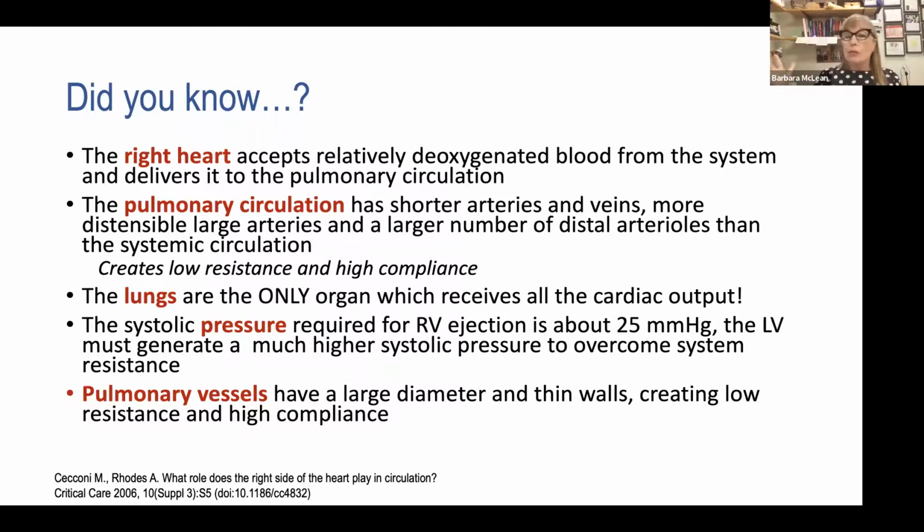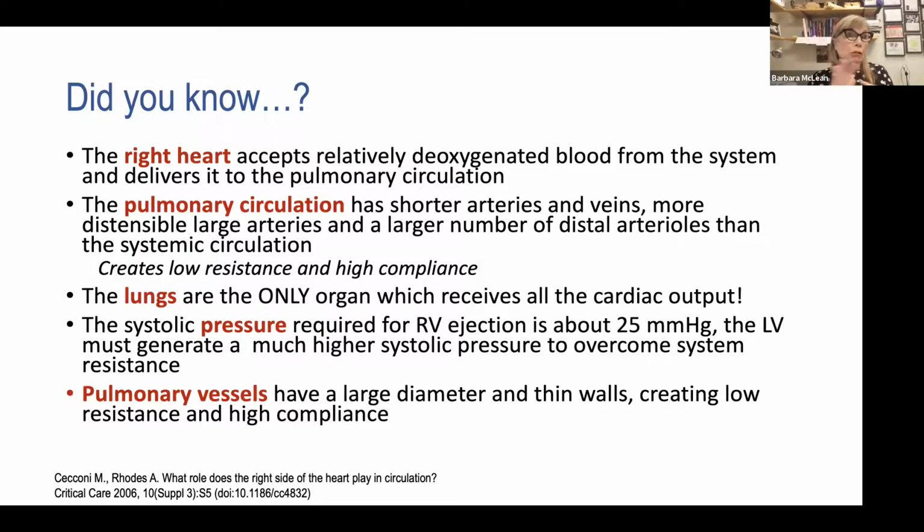The right heart, as you know, accepts relatively deoxygenated blood from the system and delivers that into the pulmonary circulation so the blood can release CO2 and uptake oxygen. So that's a really important thing. The pulmonary circulation has very short arteries and veins, a lot more distal arterioles, and they're very distendable. So it's a very low resistance, high compliance area, which means the right heart never really has to work very hard if we have a normal pulmonary circulation.